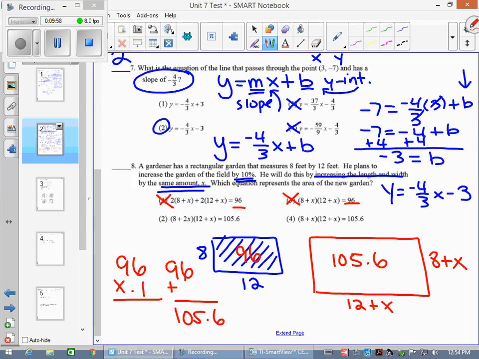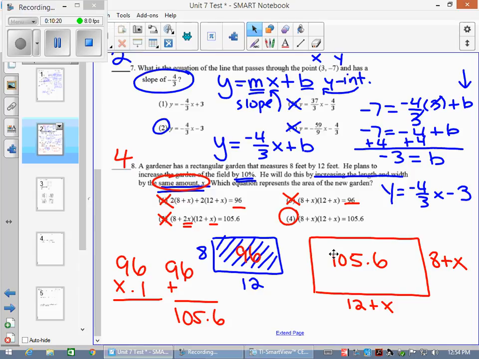Now, with my dimensions, they're being increased by the same amount. If you look at choice 2, this dimension's being increased by 2x, this dimension's being increased by 1x, that can't be right. So by process of elimination, we can get choice 4, or if you knew what to do with the 10%, another way to get yourself to choice 4.